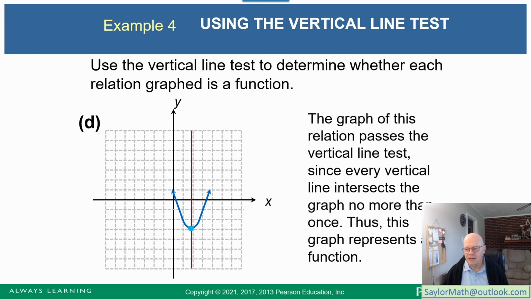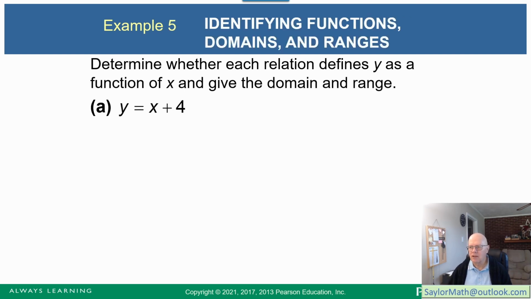Yes, it is. Scanning that vertical line from left to right, it'll only ever cross that function line, the blue one, one time. Here's one example right here. So it's a function. Next, see if it defines y as a function of x and gives domain and range.